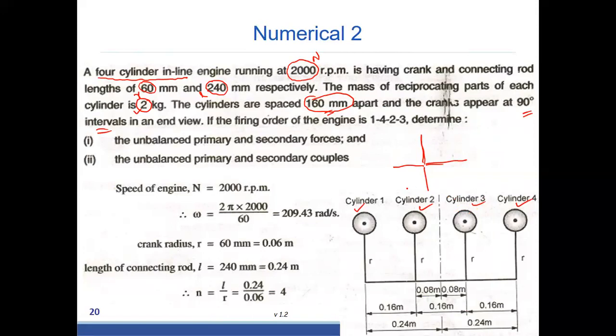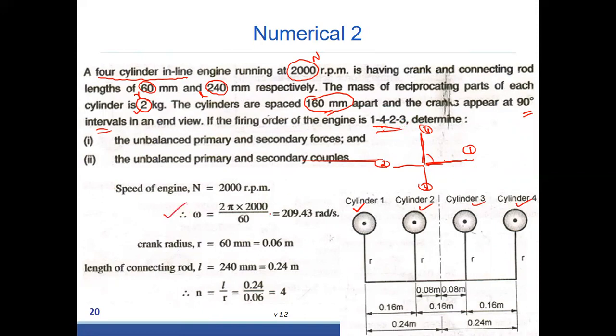The meaning is, if cylinder 1 is at 0 degree, this is the angular position of the crank of cylinder 1. The firing order next goes to 4. Then after 90 degrees, cylinder 4 will come. That is the meaning. 4 will come, then 2 will come, then 3 will come. So the angle between 1 and 4 is 90, then 1 and 2 is 180, 1 and 3 is 270 degrees. So that is the meaning of the firing order, right? The firing order will help to find the angular position of the different cylinders.